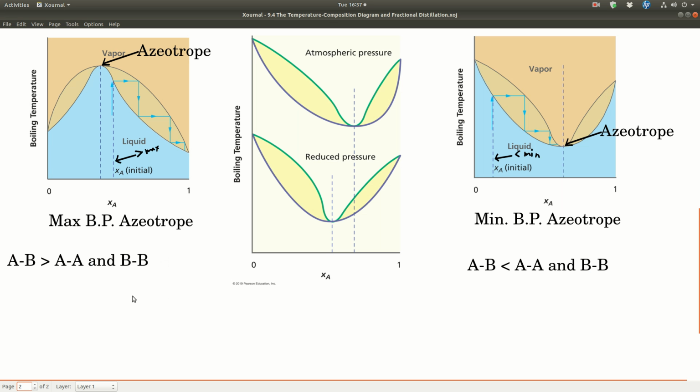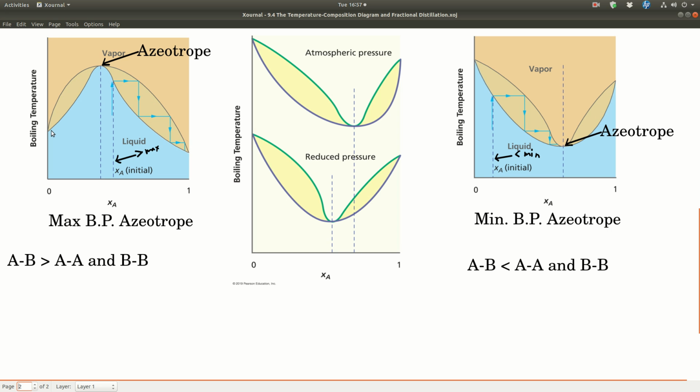So depending upon the strengths of the interactions for a real solution, if the intermolecular forces between the solute and the solvent, that's AB, are stronger than either the intermolecular forces between the solvent and solvent or the solute and solute, then we get what's called a maximum boiling azeotrope. So let's talk about that.